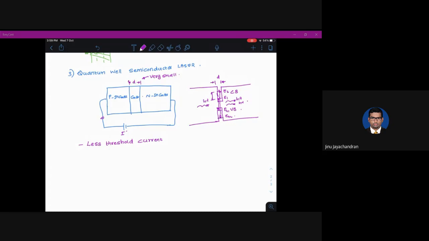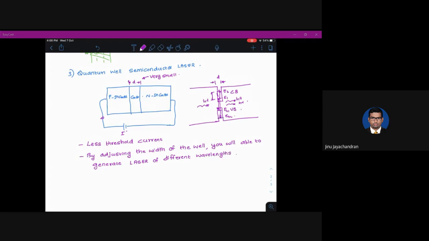That's a very important property of this quantum well semiconductor laser. Okay, and by adjusting the width of the well, you will be able to generate laser of different wavelengths.